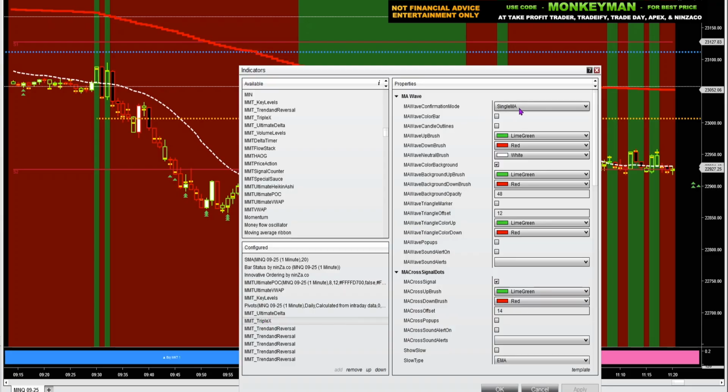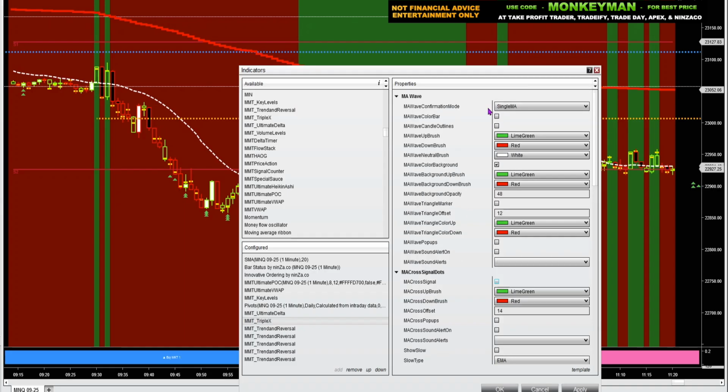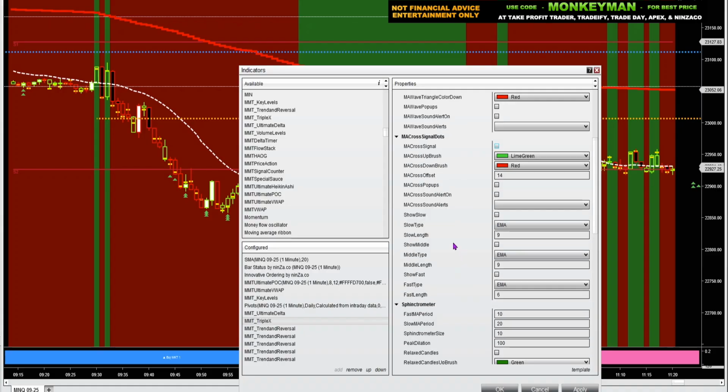I'm using the single moving average confirmation mode. Got it painting the background, nothing else. You could actually turn the MA cross signal dots off. There's no triple moving average signals that will appear because I'm using it as a standard moving average crossover. So when I'm in single moving average mode, I just want my slow and my middle to be the same. And then for the fast, I've got the 6 EMA. So whenever the 6 EMA crosses over the 9 EMA, that's when I'm getting the background change.